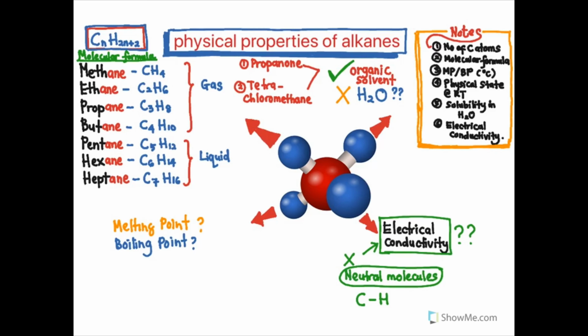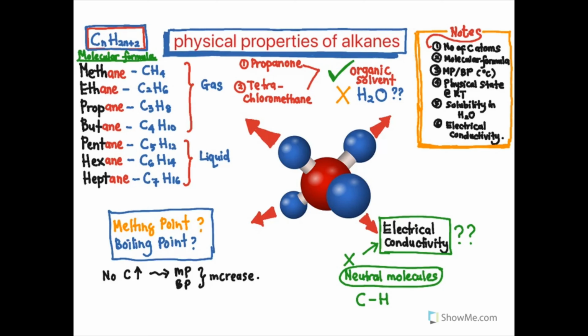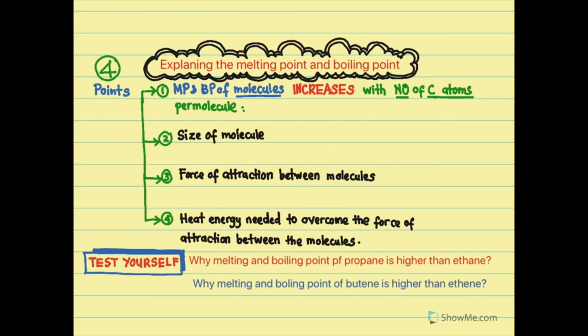How about the melting point and boiling point of alkanes? Melting and boiling point of alkane increases with the increase of number of carbon atoms per molecule. As the number of carbon atoms increases per molecule, the melting and boiling point also increase. This is how we are going to explain the melting point and boiling point of alkane. There are 4 points involved.